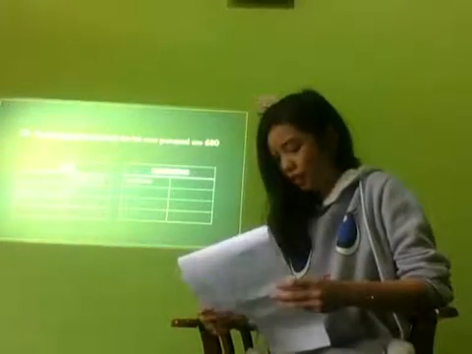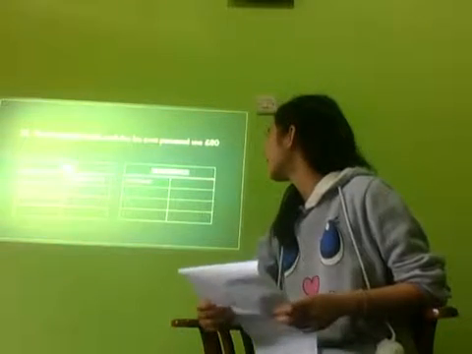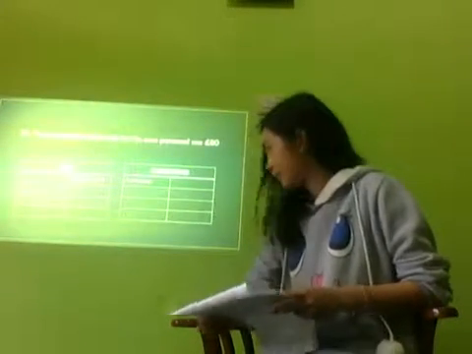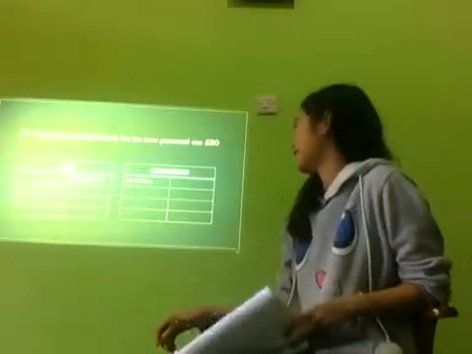Number 31. The proprietor took cash for his own personal use, $80. Drawings increased $80 and cash decreased $80.